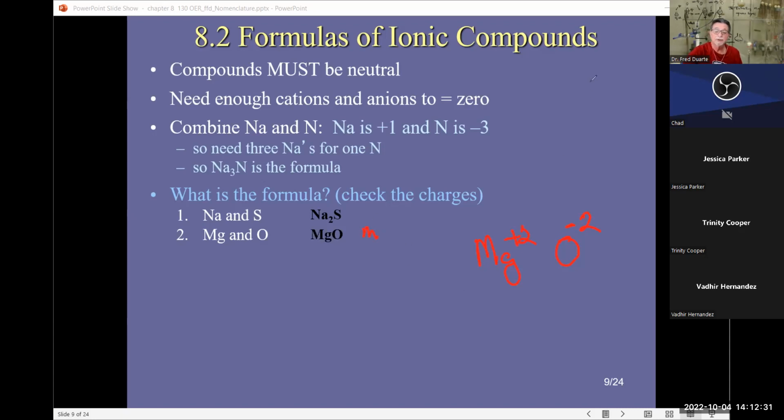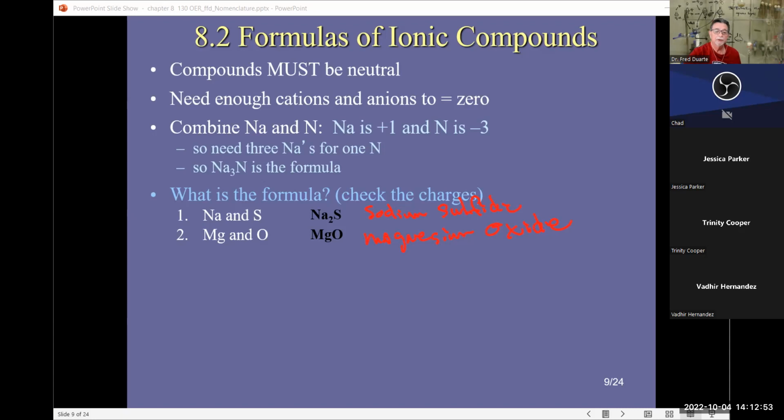Oh, let me clear this up a little bit. We had sodium sulfide. This is magnesium oxide.